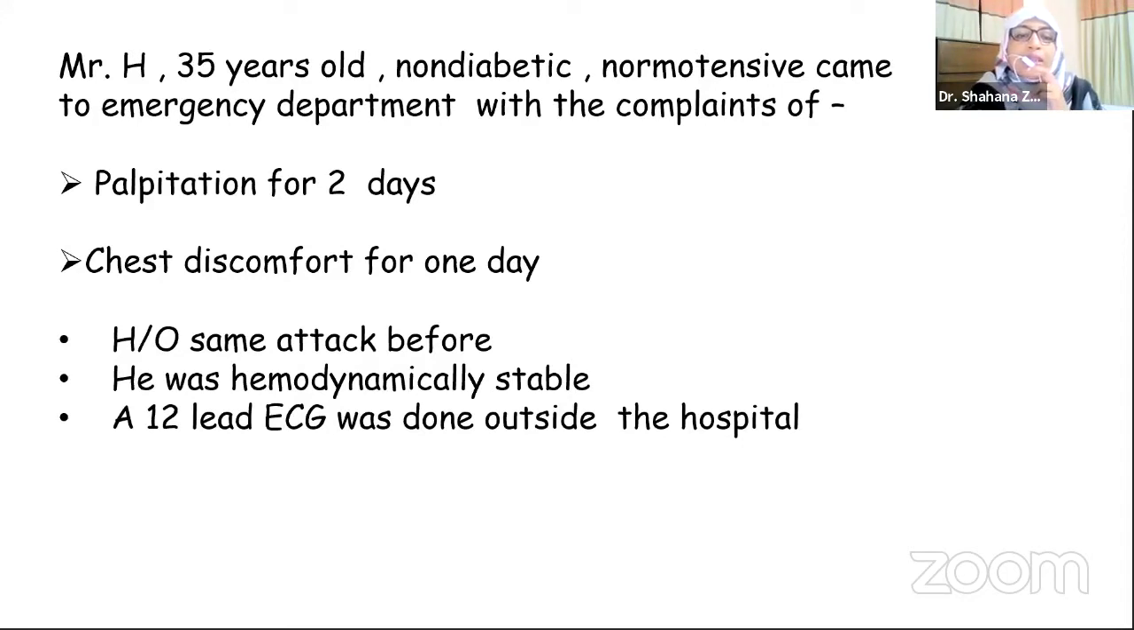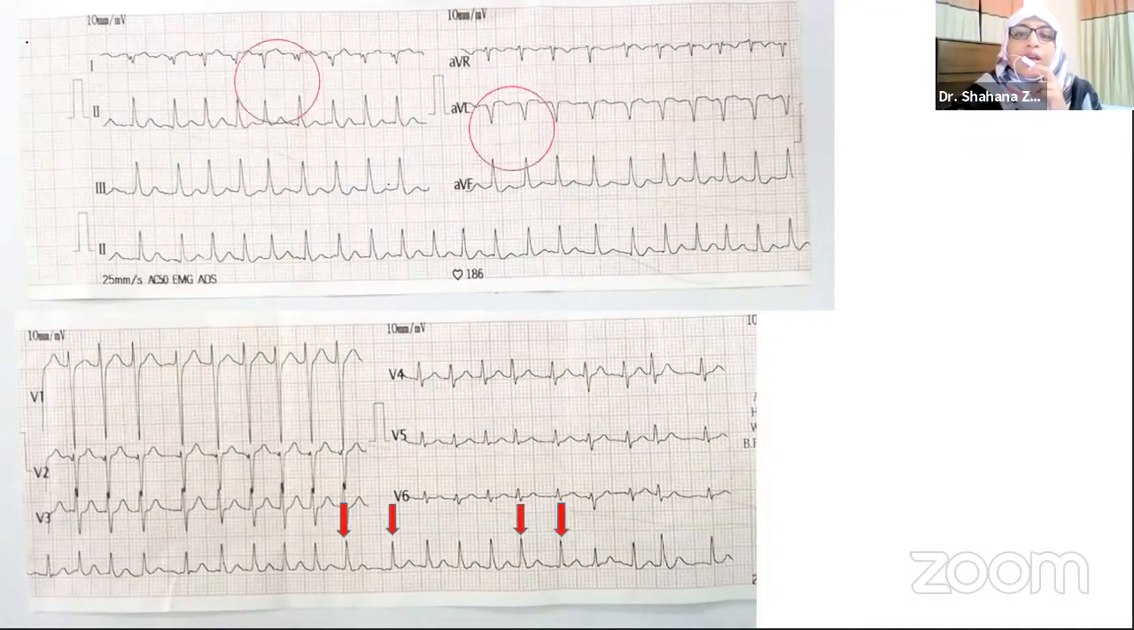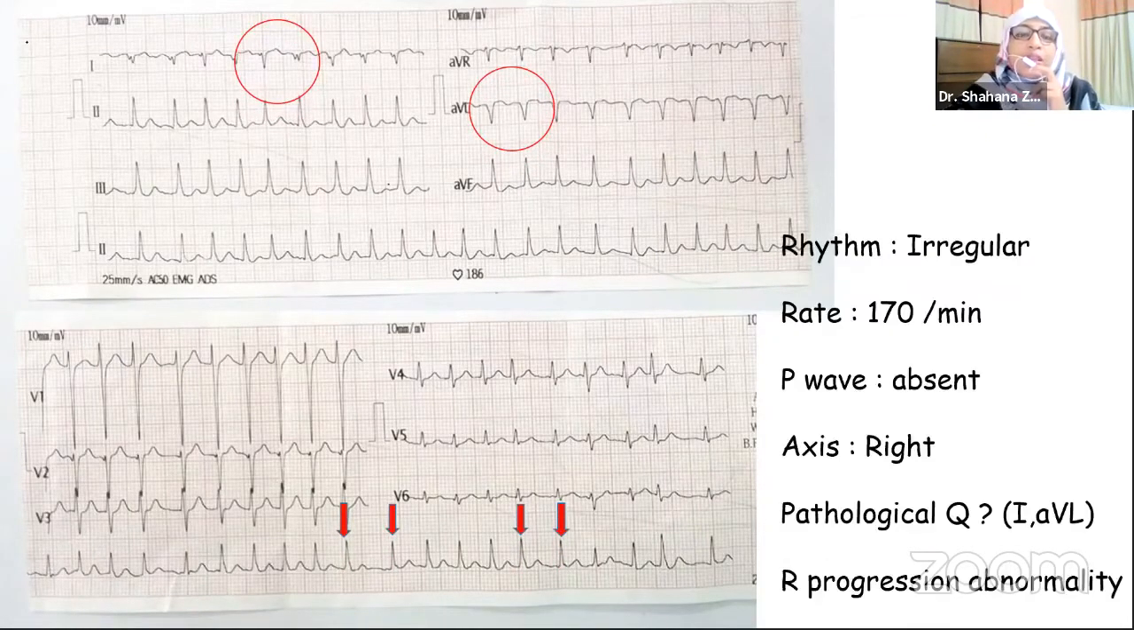He had a history of the same attack before, and he was hemodynamically stable. A 12 lead ECG was done outside the hospital, where we see that the rhythm is irregular, rate is about 170 per minute, P wave absent, right axis deviation, a Q wave in lead 1 and AVL, and poor progression of R wave in the chest leads.